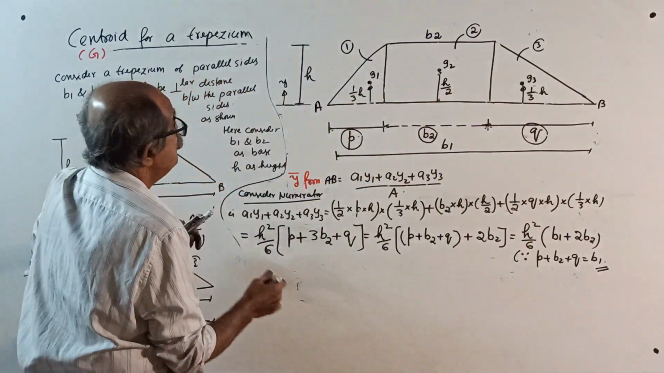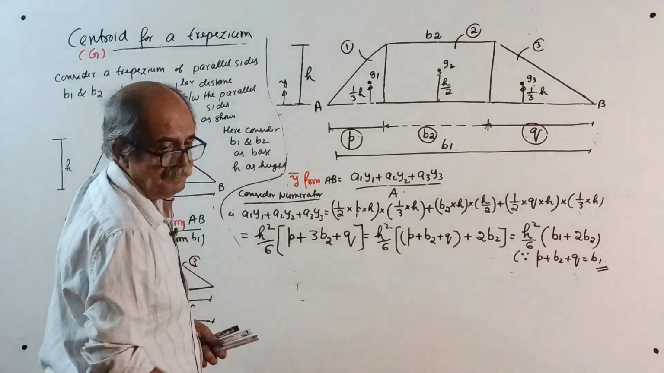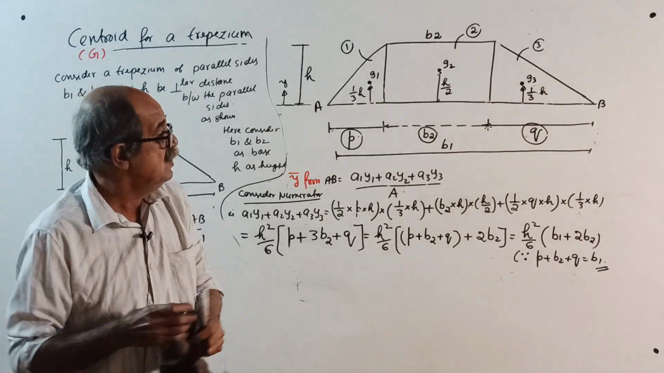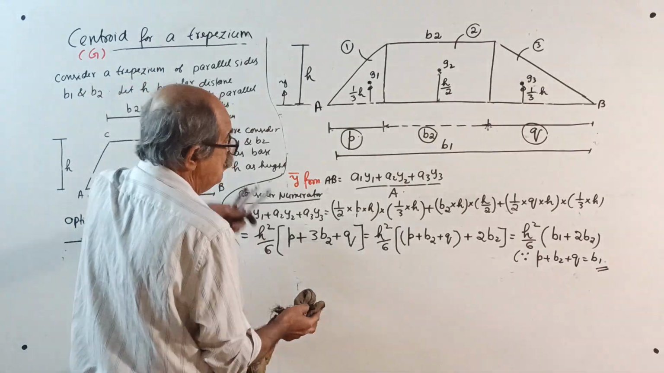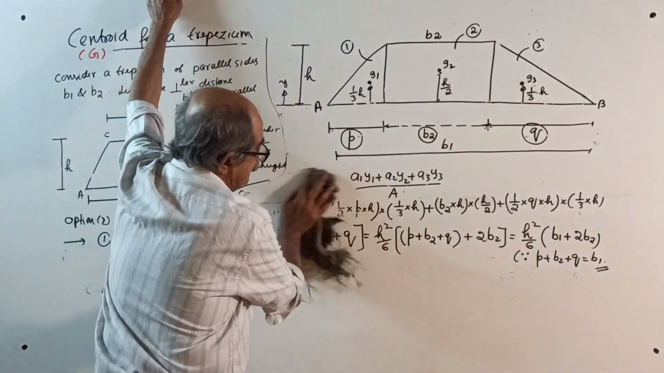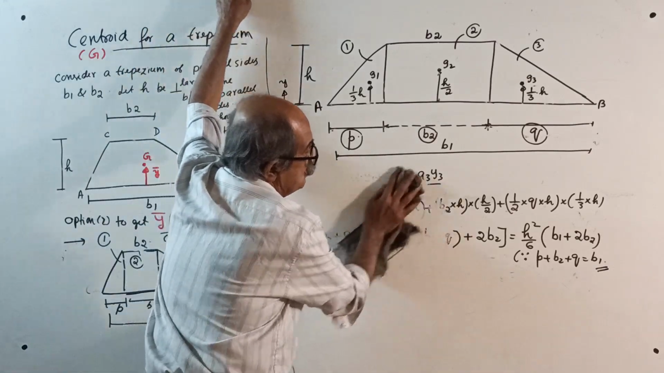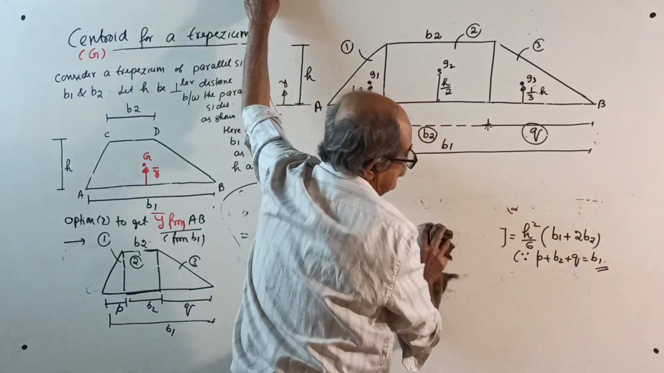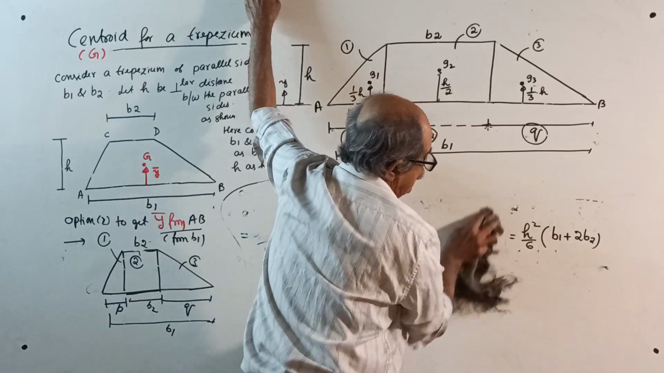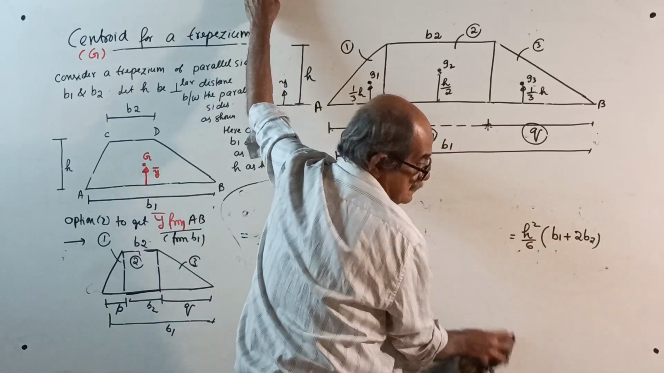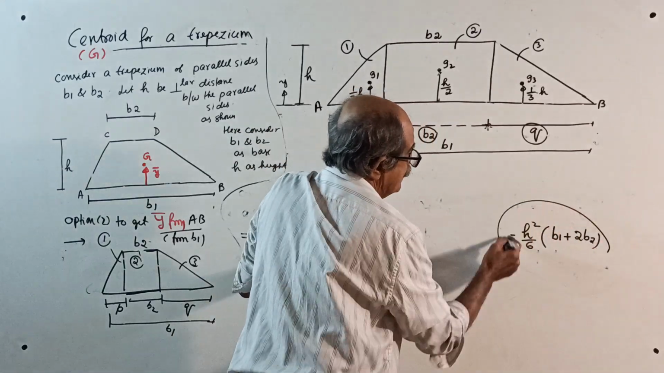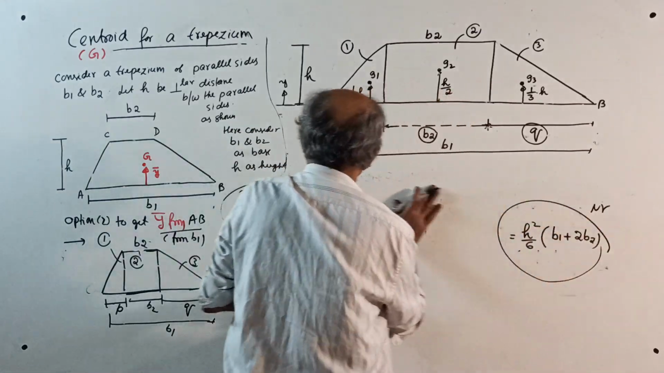Okay, now come to the denominator. I will remove this to save time. I want only the numerator now. I can remove all this, I want only the answer. Remember, this is our numerator. Come to the denominator.